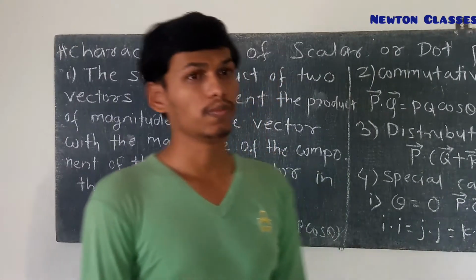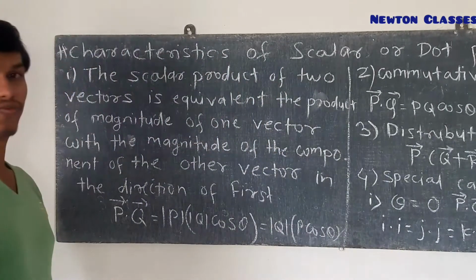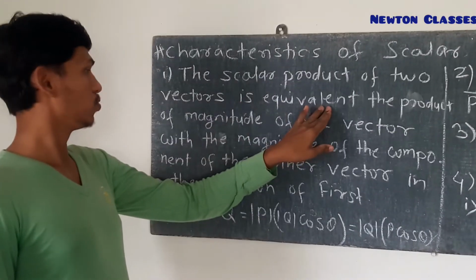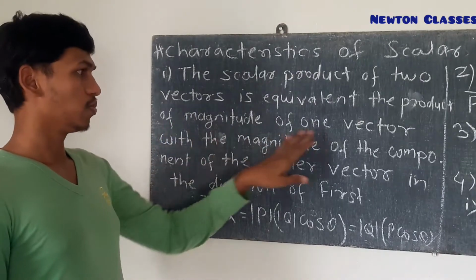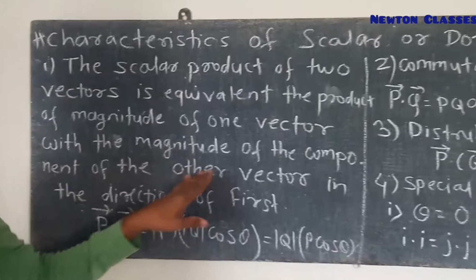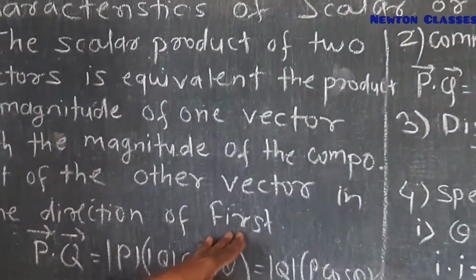Now the characteristics of scalar product or dot product are as follows. The first characteristic is that the scalar product of two vectors is equivalent to the product of the magnitude of one vector with the magnitude of the component of the other vector in the direction of the first vector.